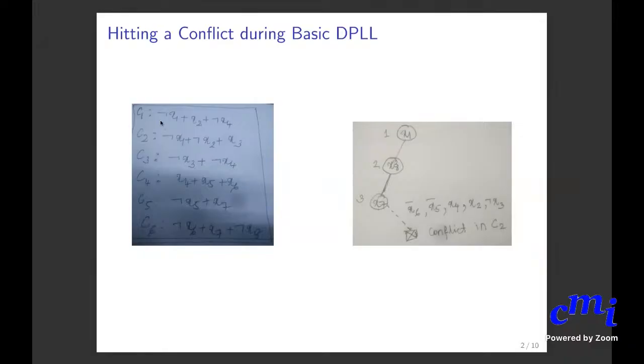If you did it, C1 reduces to x2 and not x4. C2 reduces to not x2 and x3. The rest of the clauses do not have x1. So C1 and C2 got simplified, but all the clauses are still non-unit, and therefore you have to make another forced choice.